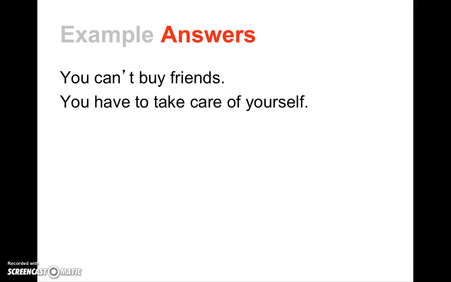And the last example, not everybody is your friend. And I would hope that Jenny learned that after she gave away her pink, orange, and red Starbursts.